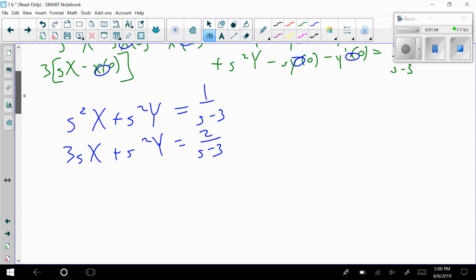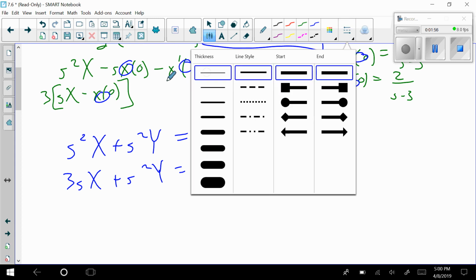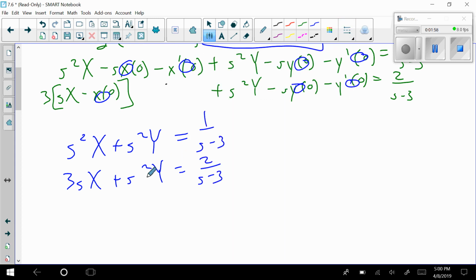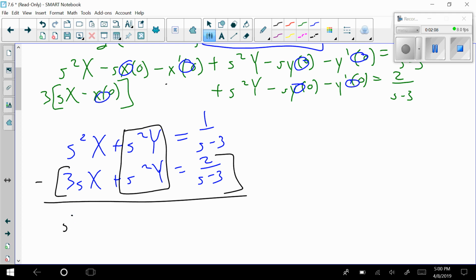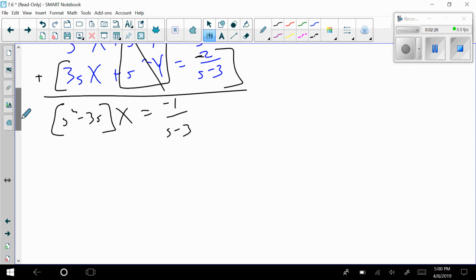Okay, and when I take a look at this, I see the fact that these already match exactly, that means I just have to take this equation and subtract it from the other one, which would give me s squared minus 3s. That's this portion here, and it has an x. These ones go away. Then I have 1 minus 2, because plus a negative here, which would give me a negative 1 over s minus 3. A little bit of math here.